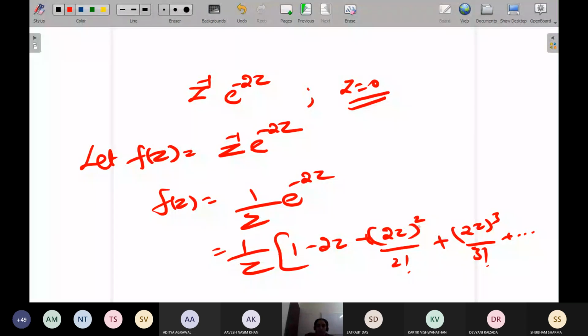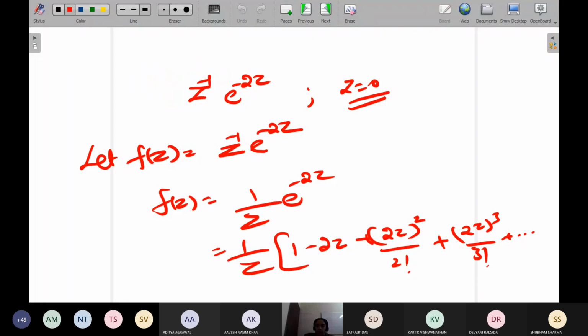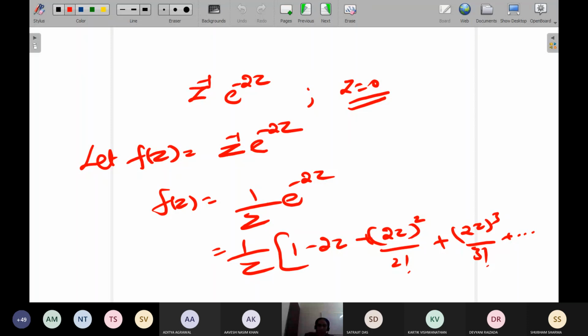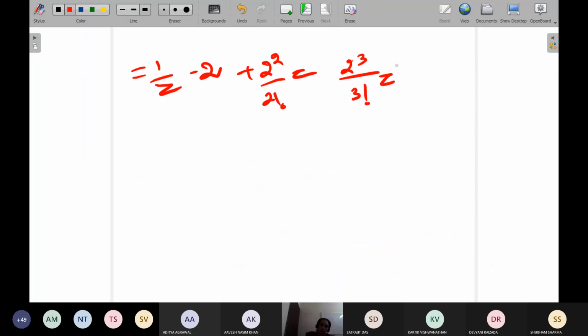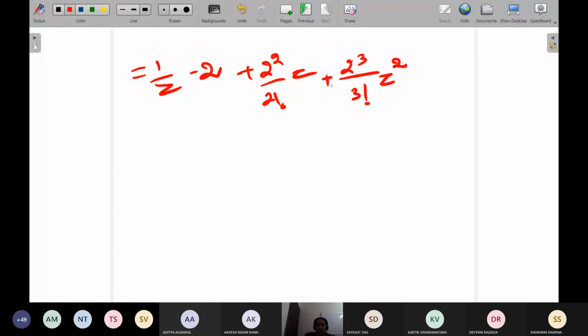So once you do this, take this 1 by z inside, you will get 1 by z minus 2, plus 2 square by 2 factorial into z, then minus 2 cube by 3 factorial into z square, plus, minus, etc. That's all.